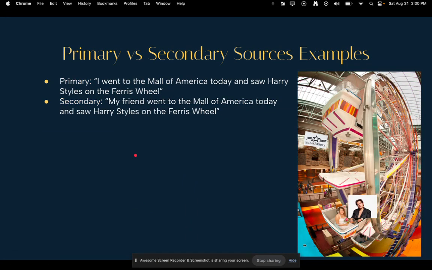Here's another example. A primary source would be something like, "I went to the Mall of America today and I saw Harry Styles on the Ferris wheel." That's a primary source because you yourself are witnessing Harry Styles on the Ferris wheel. A secondary source would be, "My friend went to the Mall of America today and saw Harry Styles on the Ferris wheel." That's a secondary source because you yourself were not there to see Harry Styles. You're getting this information secondhand from your friend.